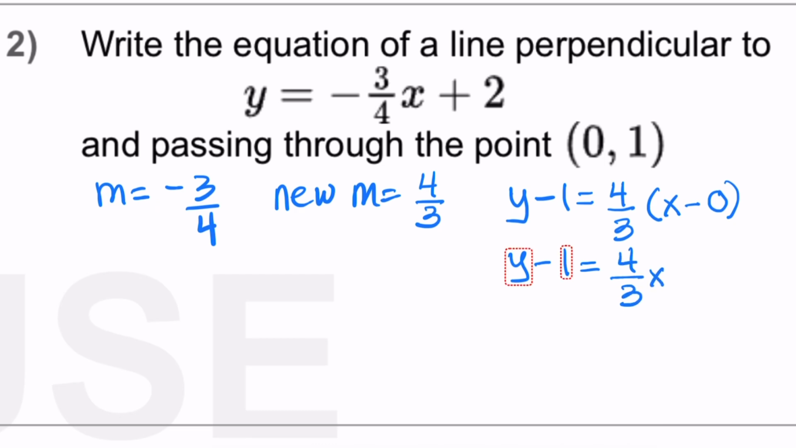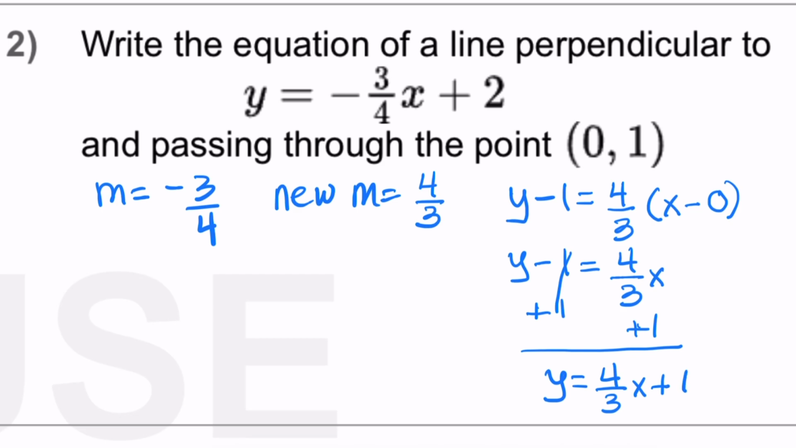And let's simplify this equation to solve for y. Do the distributive property first. Of course, I'm not going to write down the result of 4 over 3 times 0 because it's just 0. And so now I need to add 1 to both sides. And I get y is equal to 4 over 3 x plus 1. And now you are done.